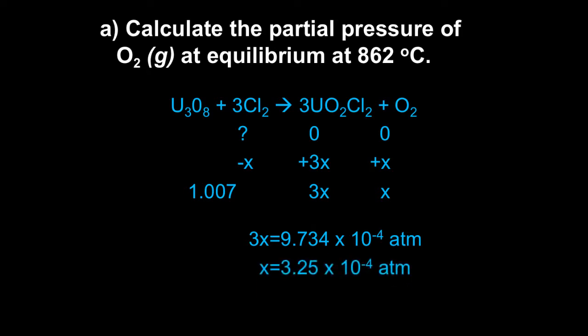And we have to divide that by 3 to calculate x. And x is actually the partial pressure of O2, since O2 had only the coefficient of 1. So that's the x. So the partial pressure of O2 is 3.25 times 10 to the negative 4 atmosphere.